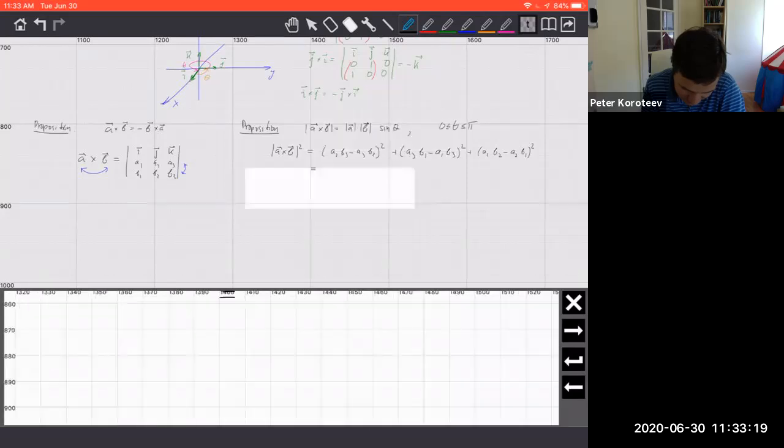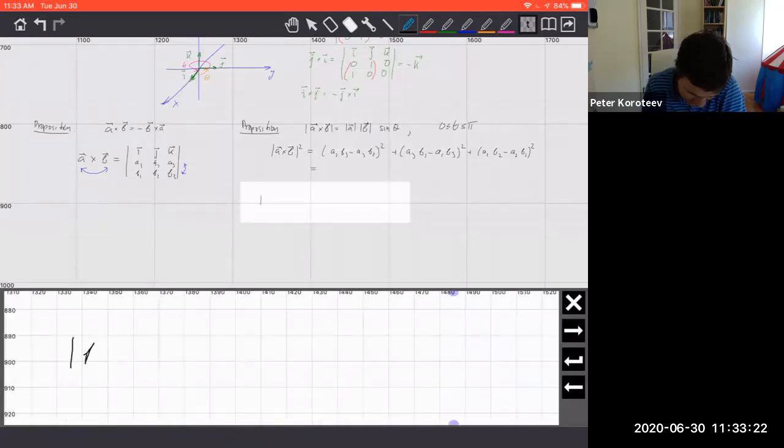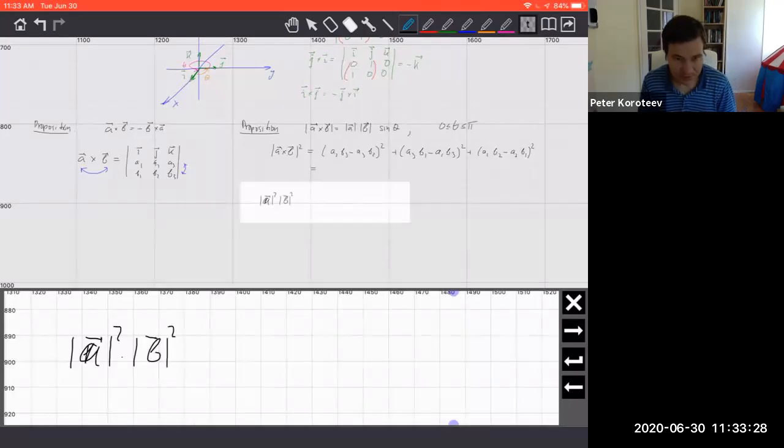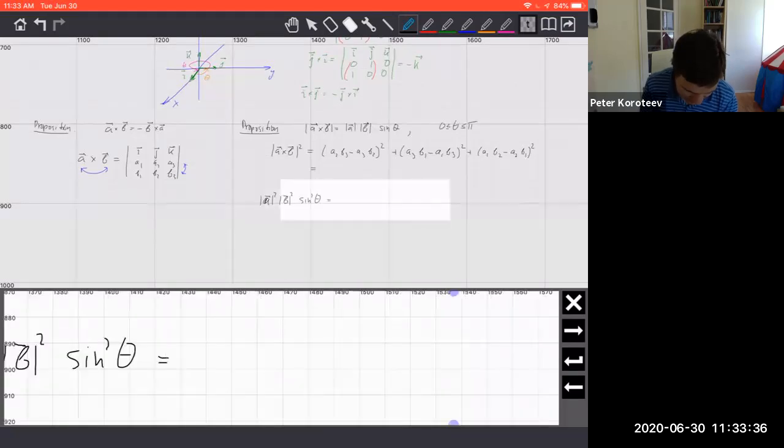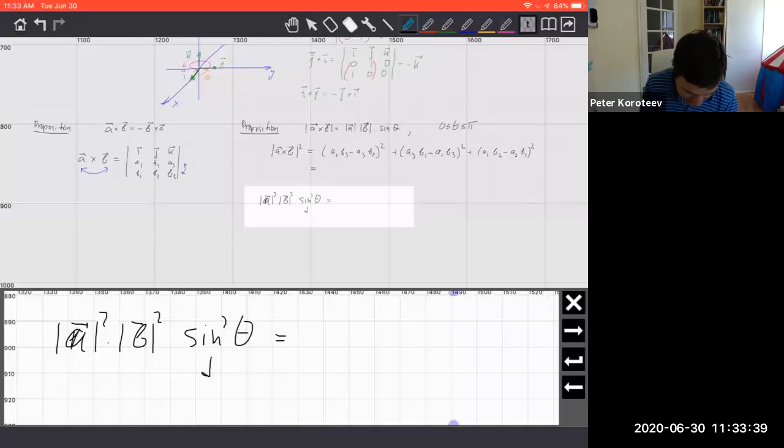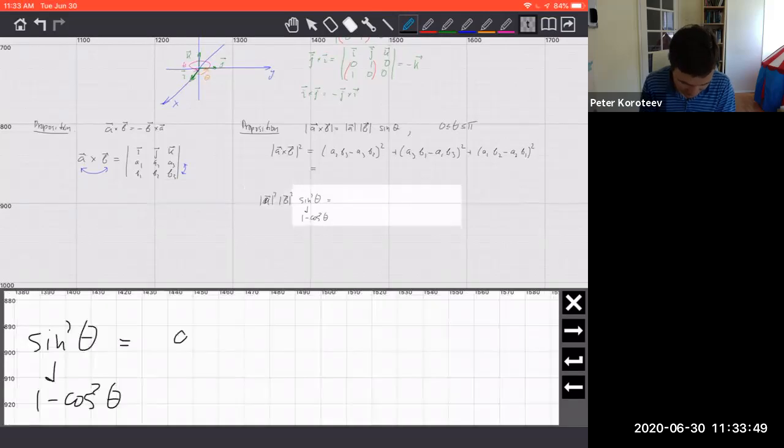And the square of the right-hand side will be what? It's the absolute value of a squared times the absolute value of b squared times sine squared theta. Now, what is sine squared theta? We can rewrite it as 1 minus cosine squared theta. And we can represent cosine using the dot product. So that will give us what?